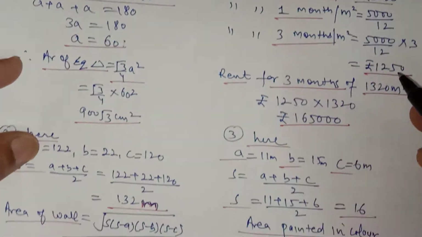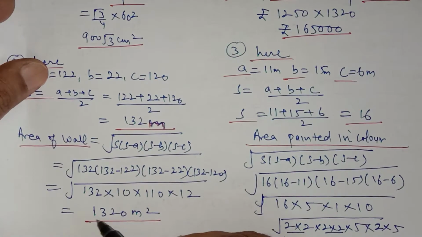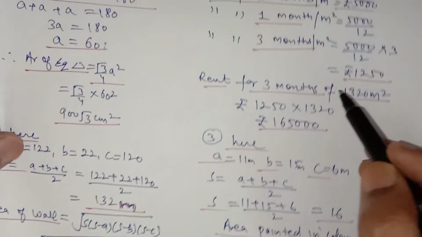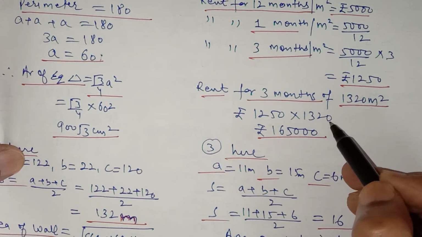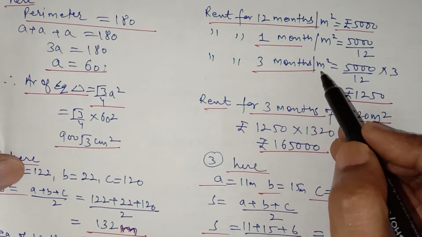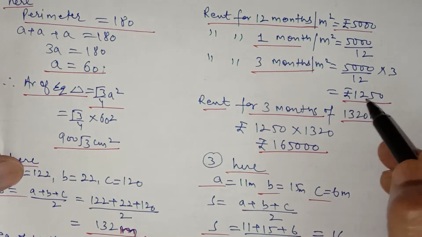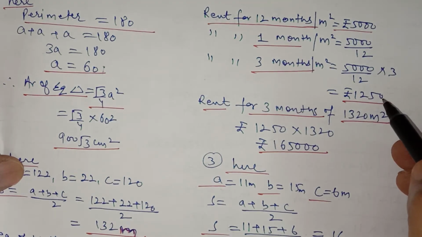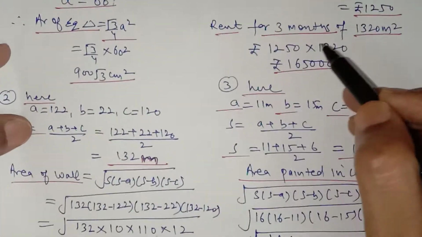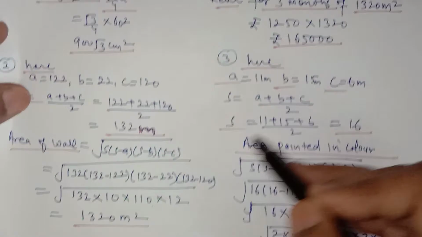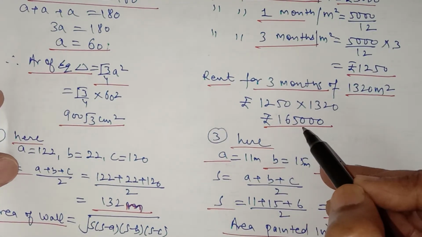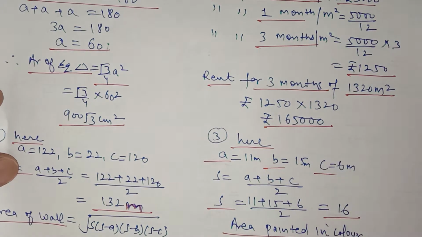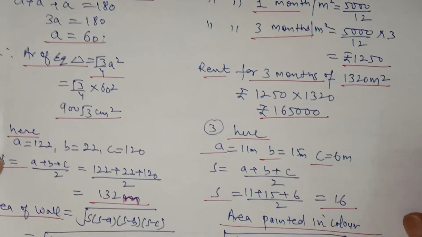Now you have to find the rent for how many meter square? 1320 meter square. So you multiply this 1250 with 1320, because the rent for 1 meter square for 3 months is 1250. Then the rent for this 1320, you multiply it with 1250, you are getting 1,65,000 rupees. So this is the question number 2.